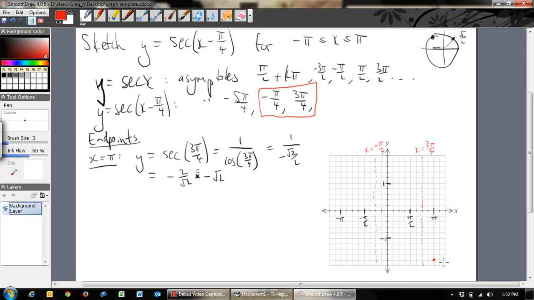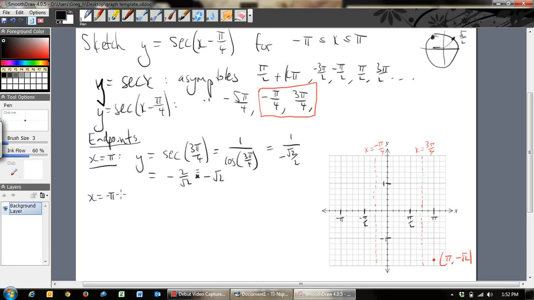Always make sure you put that on there and label that. So we'll just label that pi and negative root 2. Always use exact coordinates. There's our endpoint there. Okay, fantastic. Let's find the other endpoint.